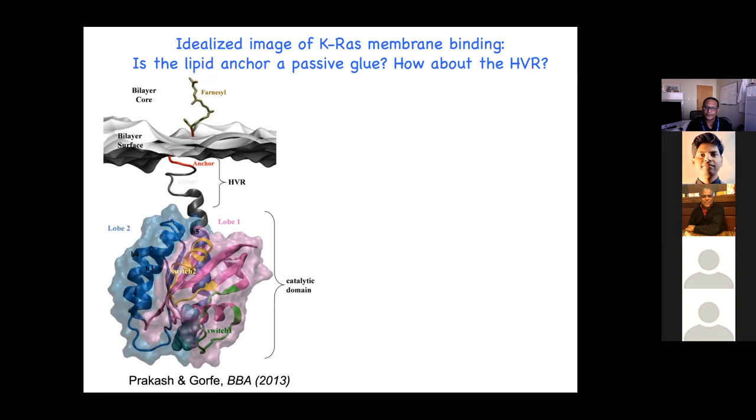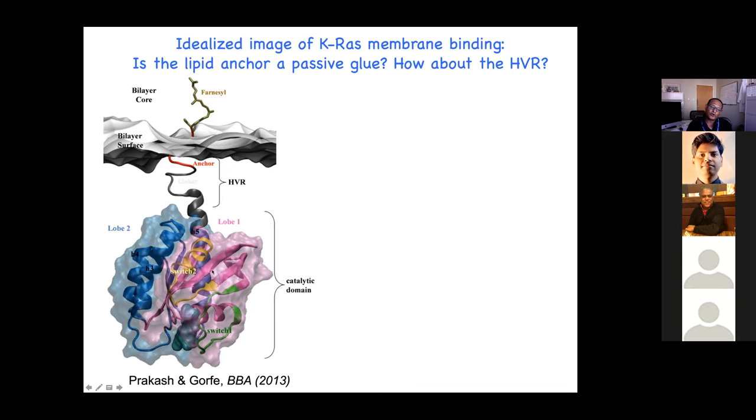So just before I go into some of our latest results, I wanted to give you some background about what we have been doing for many years and what we have learned from them. When I started, this was how we thought RAS would be sitting on the membrane surface. So this is a bilayer. The farnesyl, which is a hydrophobic moiety, would enter into the core of the bilayer.